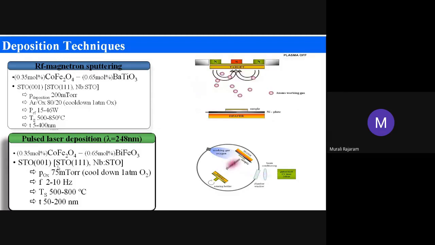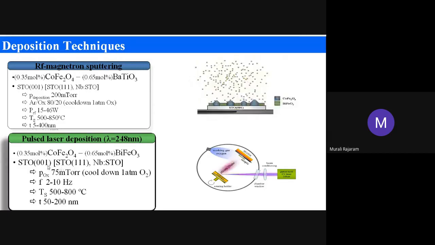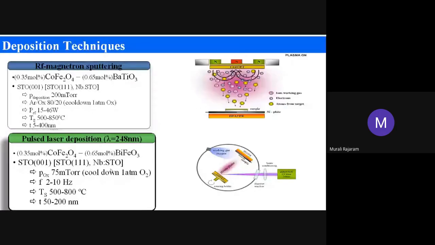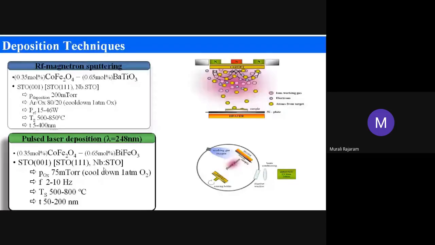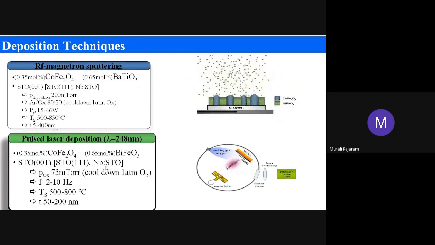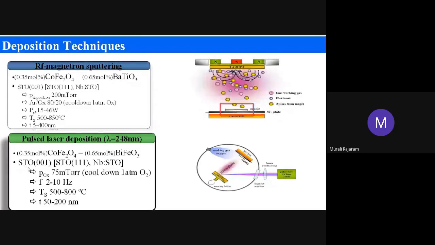I will tell you why these substrates are important and why we use them. We also used niobium doped STO substrate, because this is a conductive single crystalline substrate for electrical measurements. STO is an insulator at room temperature, but when you dope it with niobium, it becomes a conductor.